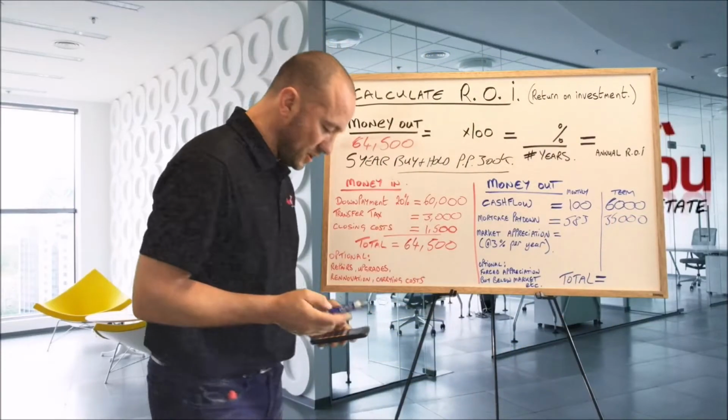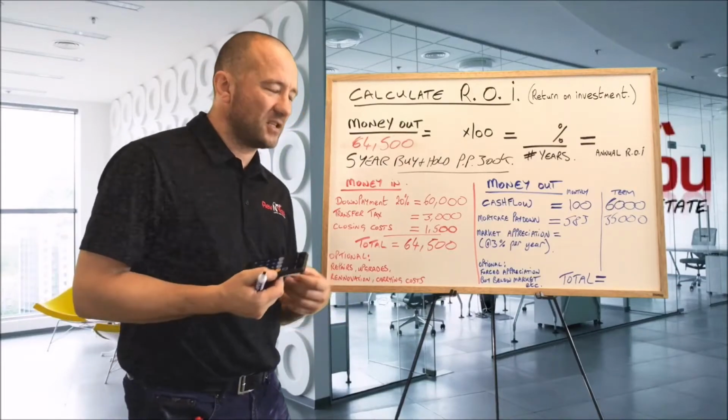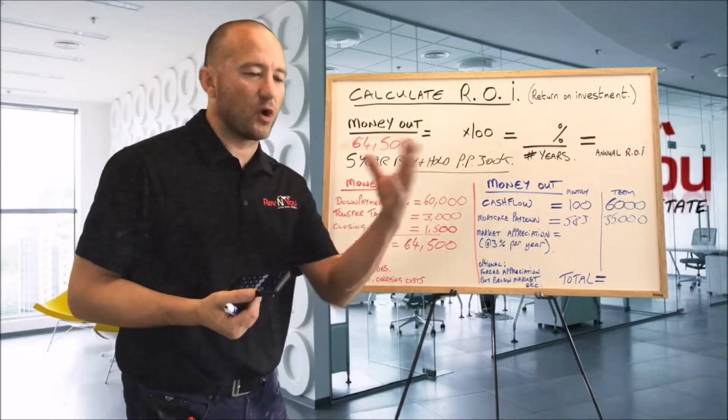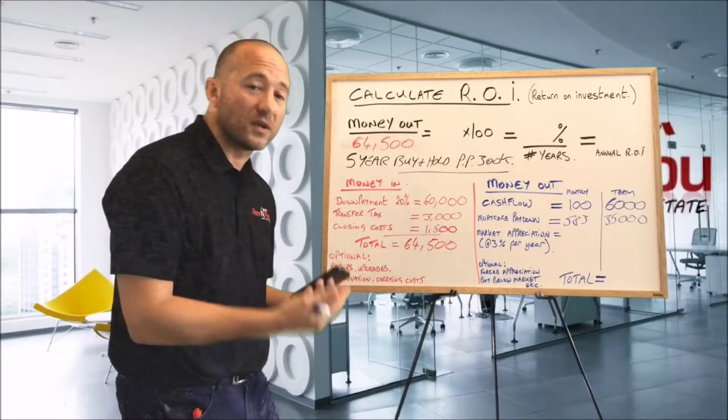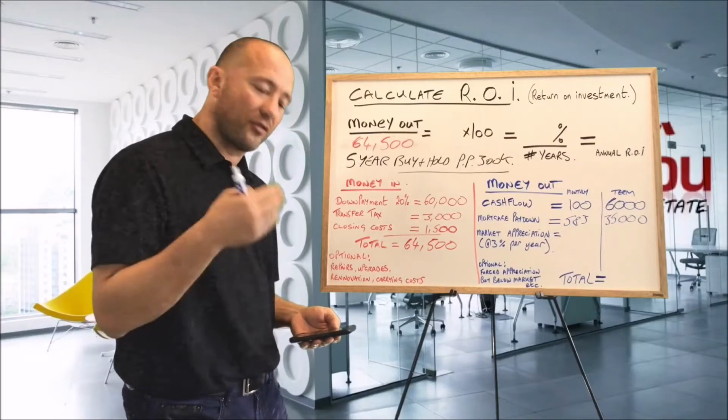Now, market appreciation. This is where some people get carried away and they expect the market to do what it's been doing for the last 1 or 2 years. And there are ways to look at what's happening in a market. But for this, we want to be really conservative. So we're going to go 3%.